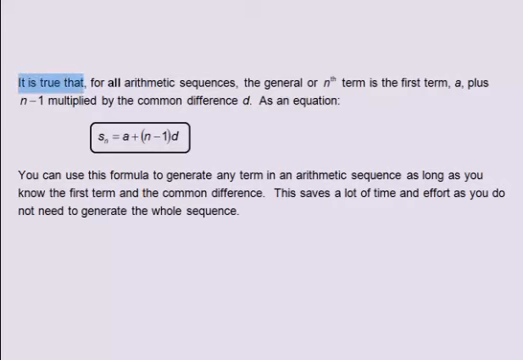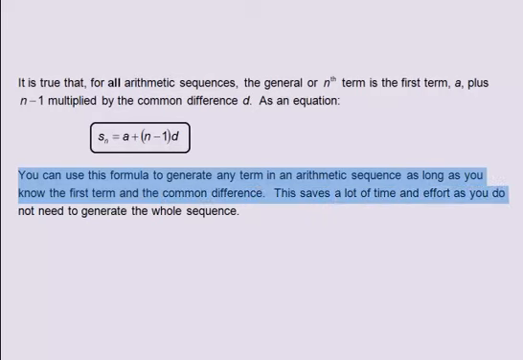It is true that, for all arithmetic sequences, the general or nth term is the first term, a, plus n minus 1 multiplied by the common difference, d. As an equation, Sn equals a plus (n minus 1) times d. You can use this formula to generate any term in an arithmetic sequence, as long as you know the first term and the common difference. This saves a lot of time and effort, as you do not need to generate the whole sequence.